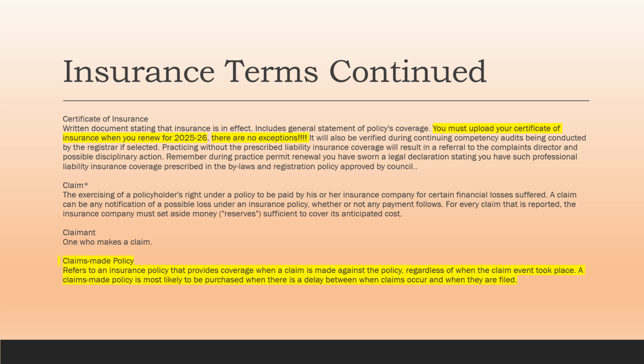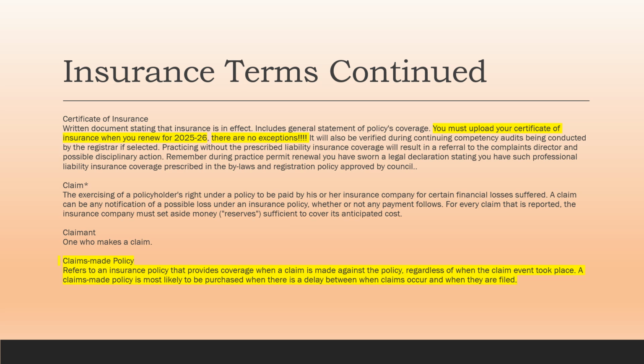Practicing without the prescribed liability insurance coverage will result in a referral to the complaints director and possible disciplinary action. Remember, during practice permit renewal, you have sworn a legal declaration stating you have such professional liability insurance coverage as prescribed in the bylaws and registration policy approved by the council.